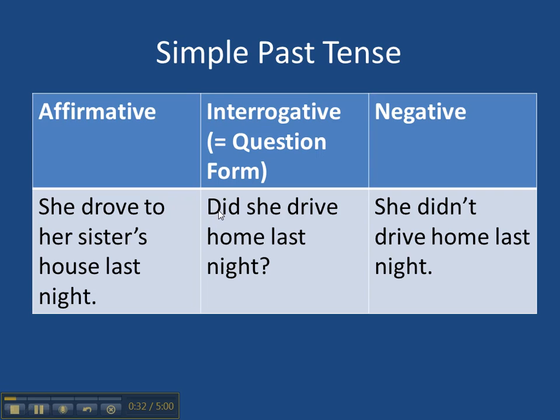And here you have to make the question did, and then it goes to the base form of the verb drive. In the negative, you've got didn't, and the base form of the verb. Now, simple past tense is used to talk about something that is over and finished and no longer true. If it's something still happening or something still true, you do not use the simple past tense. You'll use a different verb tense.